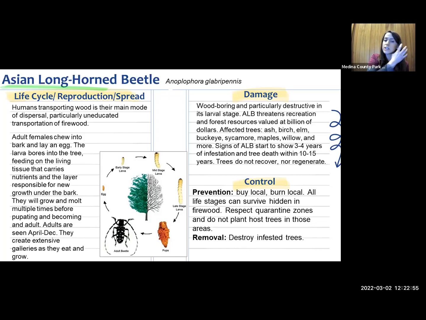So those quarantines were actually successful in a couple of states, and it's been completely eradicated. There's a very small population still in Ohio. So this one is particularly destructive when it's a larva. So it's a wood-boring beetle. It goes into the bark of the wood and then starts eating the living parts of the tree underneath the bark. So it can destroy a tree in 10 to 15 years, and usually you don't see the majority of the damage until it's too late. So after 3 or 4 years, you'll start seeing the holes, and you start seeing the reduced health of the tree. And then by then, there's really nothing you could do.